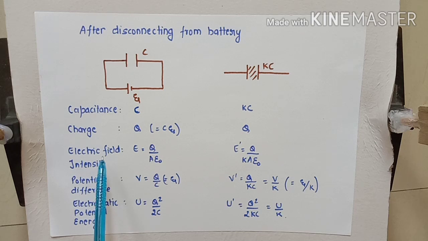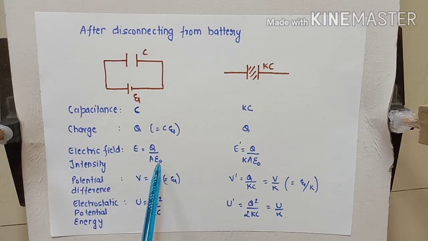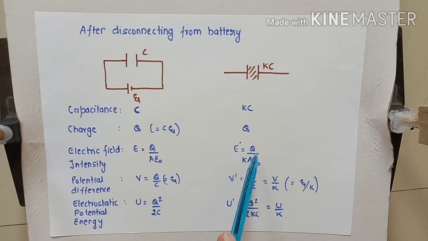Now next, electric field intensity. The formula is sigma by epsilon naught. Sigma is Q by A, so E is equal to Q by A epsilon naught. In the next case, the changed electric field intensity E dash will be Q upon, now K is introduced along with epsilon naught, so Q upon K A epsilon naught, which means the electric field intensity becomes E by K. It will reduce by a factor of K.